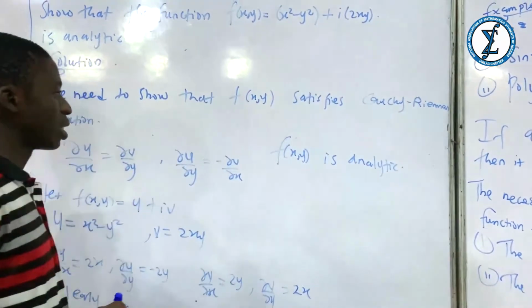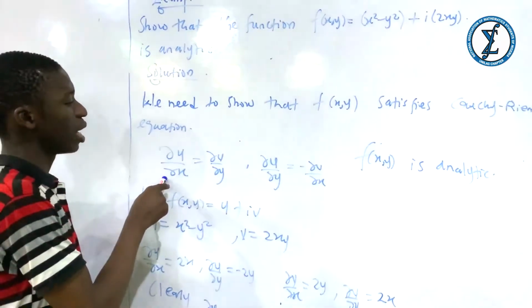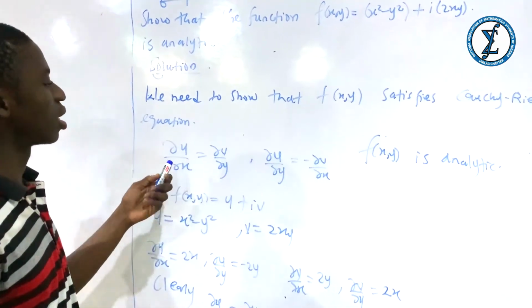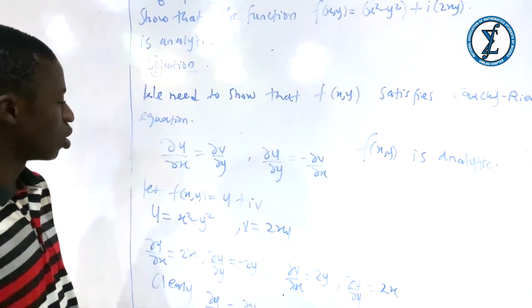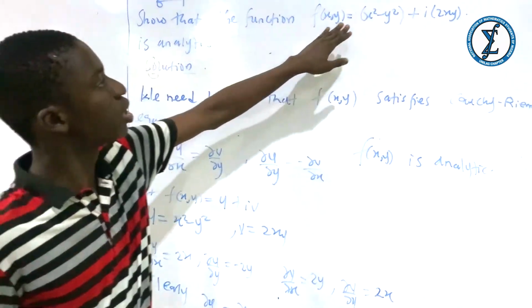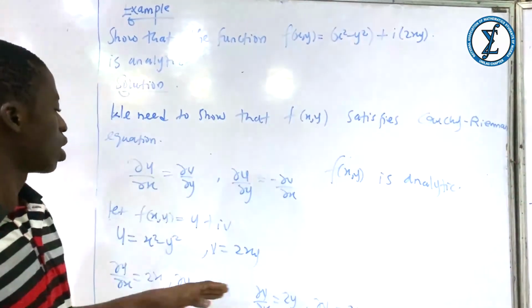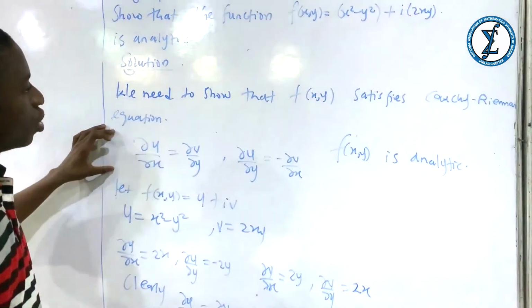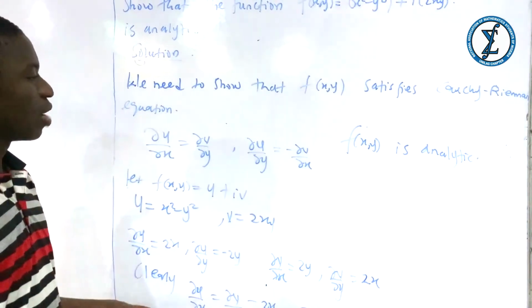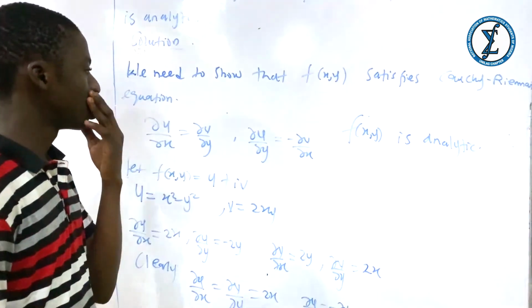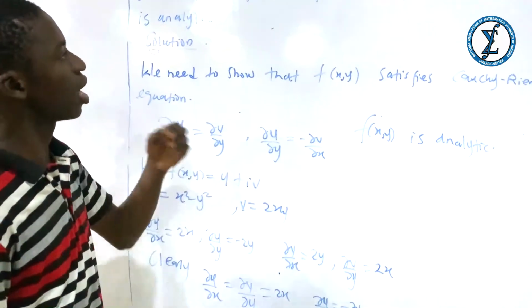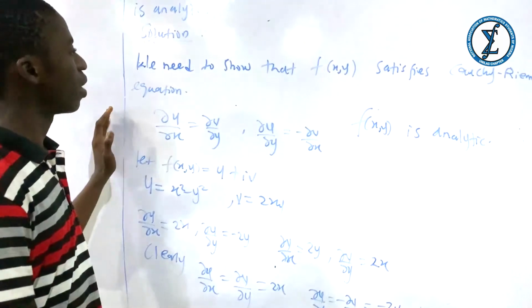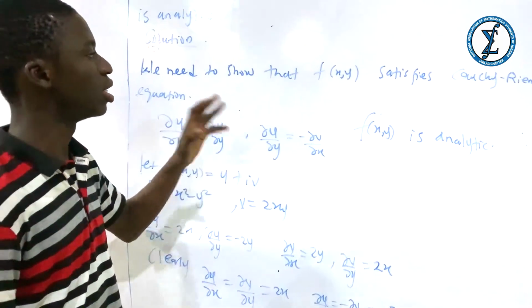So you should know that the fact that it satisfies Cauchy-Riemann does not necessarily make it analytic. But if it is analytic, it will obviously satisfy Cauchy-Riemann. So if they give you a function to check for analyticity, you just have to show that it satisfies Cauchy-Riemann and the partial derivatives are continuous. I made mention of something: if it is analytic, it will satisfy Cauchy-Riemann, but if it satisfies Cauchy-Riemann, it does not necessarily mean it is analytic.